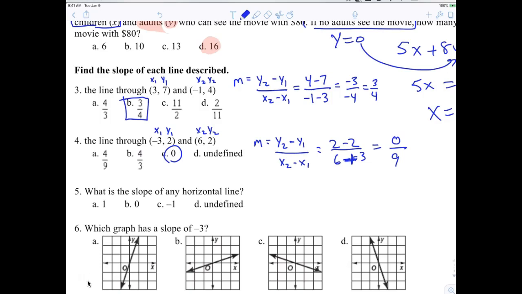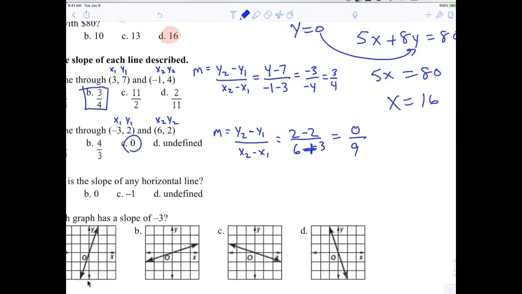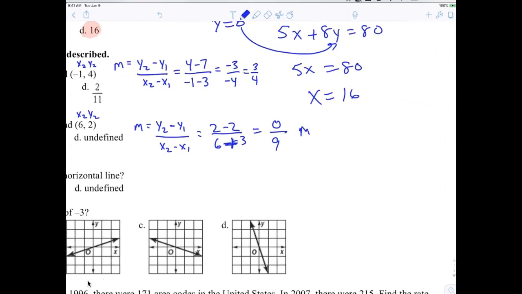So again, the other thing I want you to write down next to this is if your slope is 0, you have a horizontal line. Everybody needs to write that note down. If the slope is 0, you have a horizontal line.